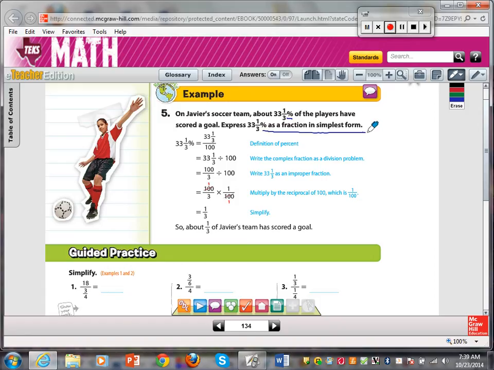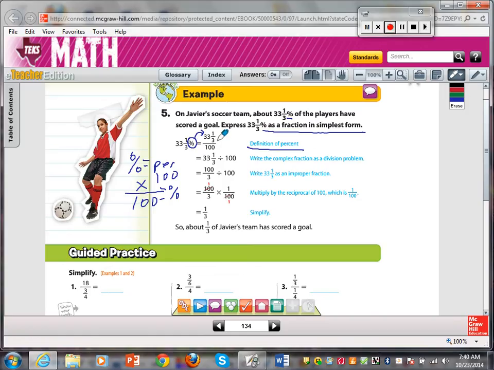All right, so here we go. So you take your 33 and 1/3%. That is the same thing as 33 and 1/3 over 100. Because remember that percent is the same thing as per 100. So it's the same thing as anything divided by 100. So for any letter, anything divided by 100, that still gives you your percent. Okay, that's how they went from here to here. In order to get rid of this percent sign, you have to rewrite into a complex fraction. So here's your definition of a percent.